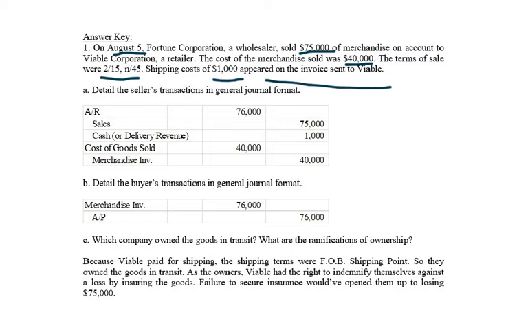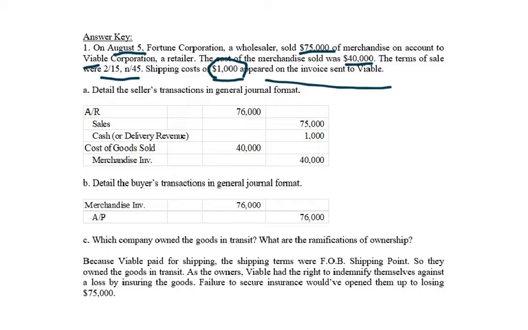All right, so first we're going to detail the seller's transactions in general journal format. So the first thing you have to understand is who is picking up this $1,000 here. In other words, who's responsible for the shipping costs? Well, in this case, Fortune sent an invoice that shows $1,000 for shipping costs on it to their customer Viable. Therefore, we know it's going to be Viable that ultimately has to pick up this cost.